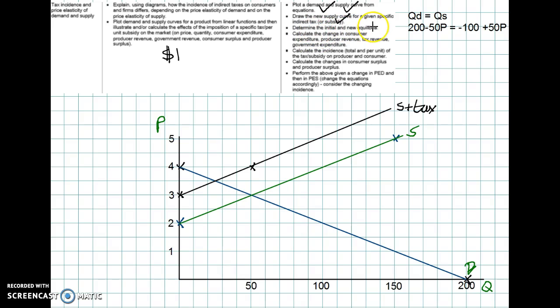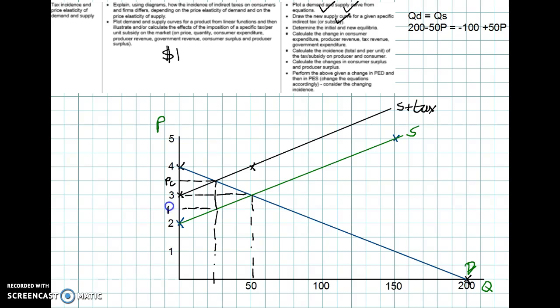Now determine the initial and new equilibriums. Okay, so let's mark those on here. A bit hard to control this pen, but that's 50 and then 30. Go down here. There, the new equilibrium. That's the new customer price, and then we go across there.